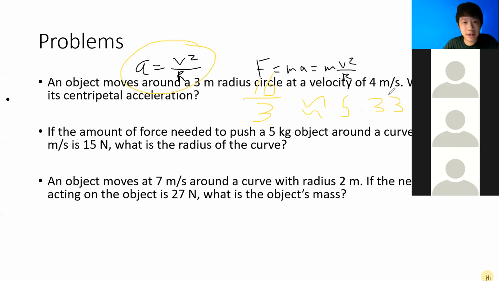So for the next one, we're going to have Tyler share the answer for this one. So if you would unmute, and I think you can annotate on my screen as well. For number 2. I think you're muted.